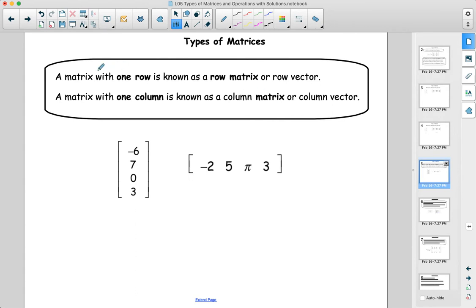All right, what's next? A matrix with 1 row is called a row matrix or a row vector. A matrix with 1 column is known as a column matrix or a column vector. So this is our column matrix and this is our row matrix. I'm going to circle this one here because when you're finding solutions to linear systems and you're going to express things as vectors, vectors are going to be written in university using column vectors.